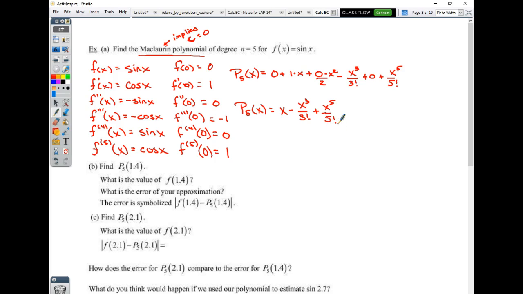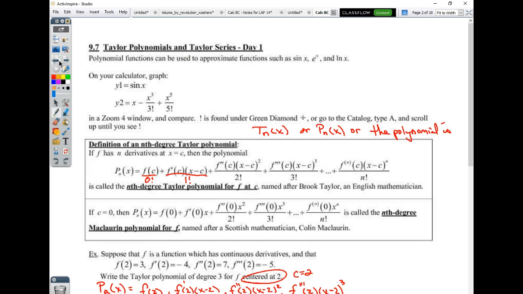which should not be a surprise, since that was the function we looked at the beginning of the day. Ladies and gentlemen, x minus x to the third over 3 factorial plus x to the fifth over 5 factorial is the fifth degree Maclaurin polynomial to the sine of x. By the way, that is a Maclaurin polynomial that you will be expected to memorize.